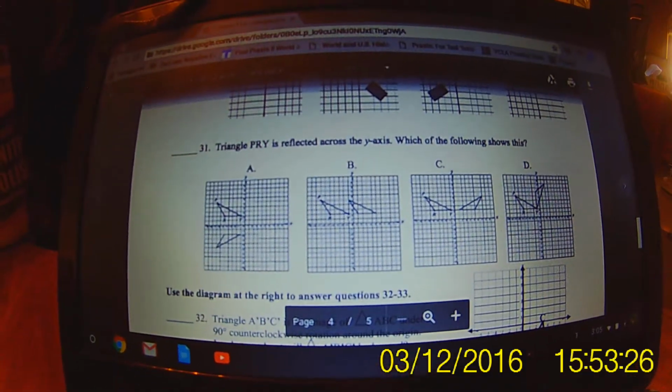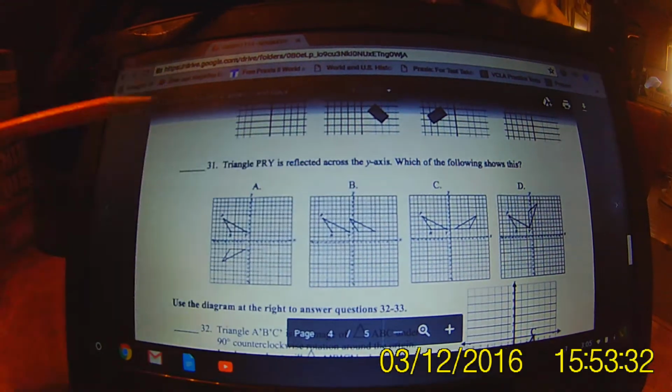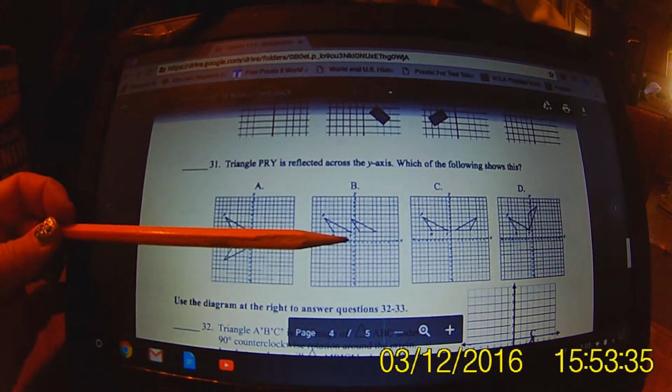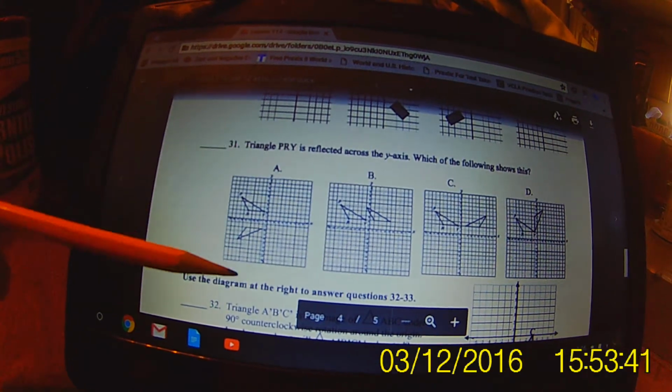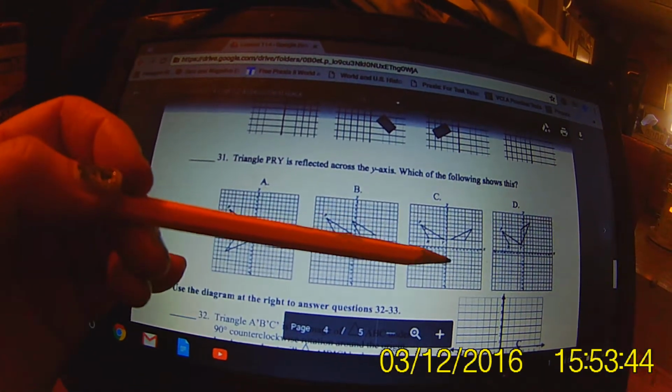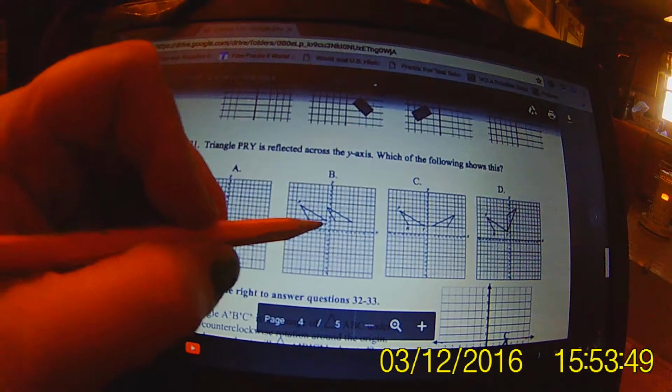Triangle PRY is reflected across the y-axis. Which of the following shows this? Now, remember, you've got to know what the y-axis is. Here's your x. Here's your y. Well, this one was reflected across the x, so it's out. This was across a y, this was across a y, and this was across a y. Now, we have to make sure that they're the same distance when I flip. When you look here, it looks like you're 1 dot away. Well, when I flip, I'm 1 dot there. But when I go up here and look, this one's quite a distance away from the y, so that would have to be over here somewhere. So it can't be B.